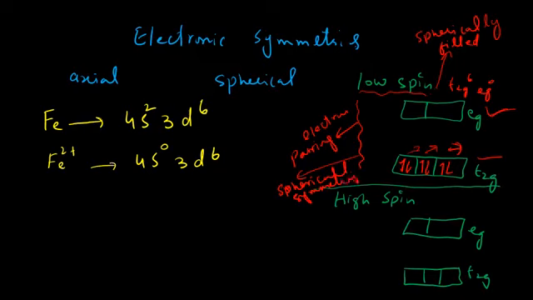Now we come to the case of high spin. In the case of high spin, first electrons with one spin will fill all the energy levels. They will first fill the T2G states with a single electron and then come to the Eg energy levels with a single electron. The remaining sixth electron with the spin down state will go to a T2G energy level.